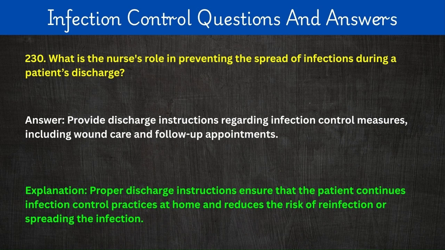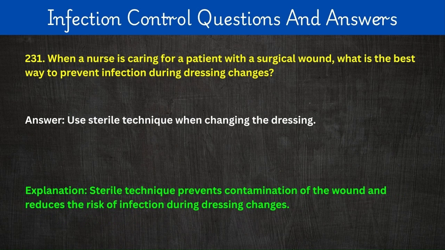230. What is the nurse's role in preventing the spread of infections during a patient's discharge? Answer: provide discharge instructions regarding infection control measures, including wound care and follow-up appointments. Explanation: proper discharge instructions ensure that the patient continues infection control practices at home and reduces the risk of reinfection or spreading the infection.